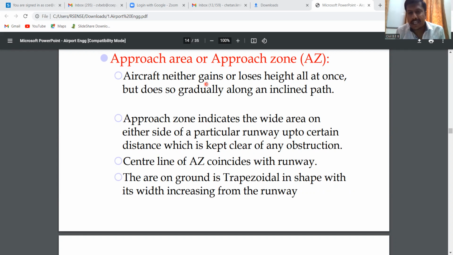So approach zone indicates a wide area on either side of a particular runway up to a certain distance, which is kept clear of any obstruction. The center line of the approach zone coincides with the runway.